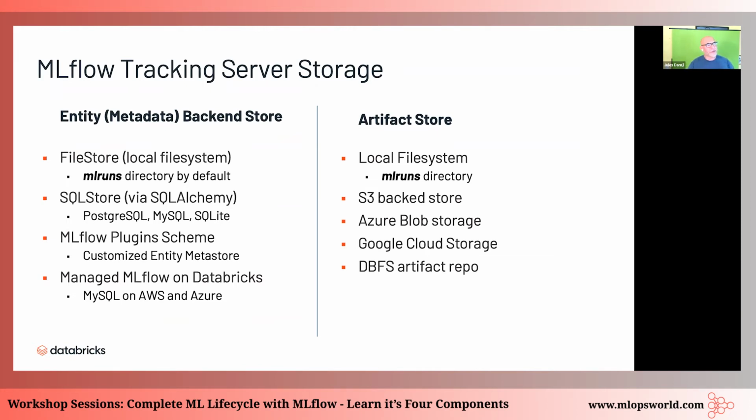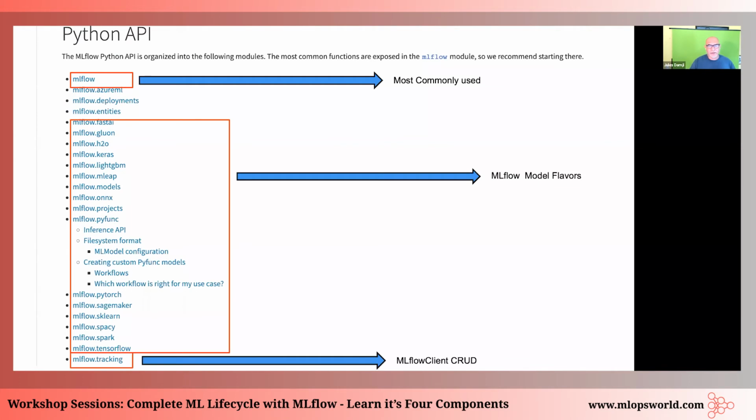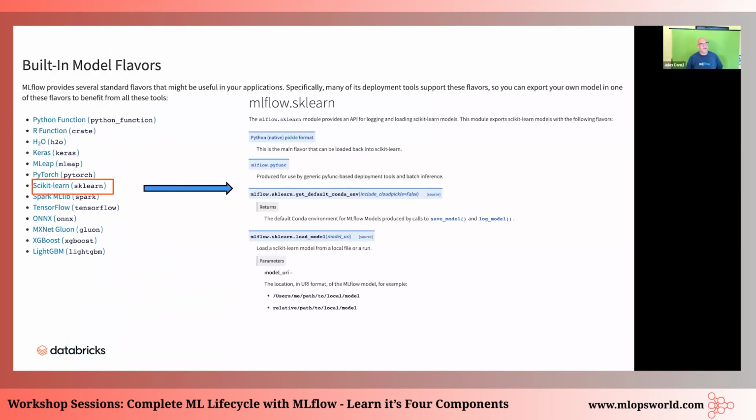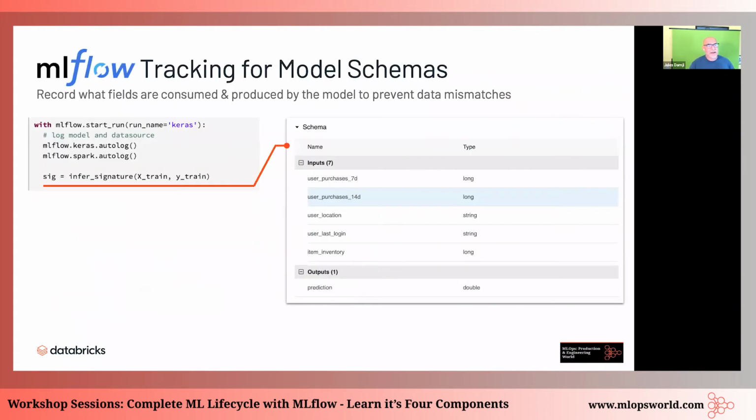And then the artifact stores could be any of these S3 buckets that you actually use. And so again, I already went through the API, and the model flavors actually has the APIs that allow you to log a model, to load a model, to load the model as a Python function, and also allows you to track the signature.